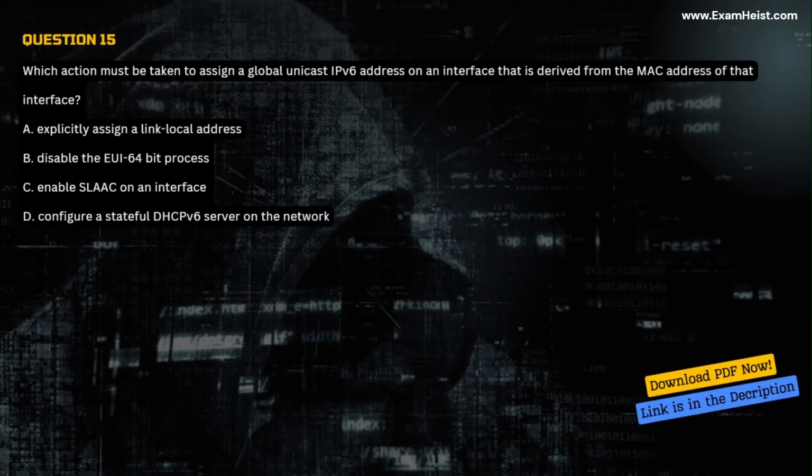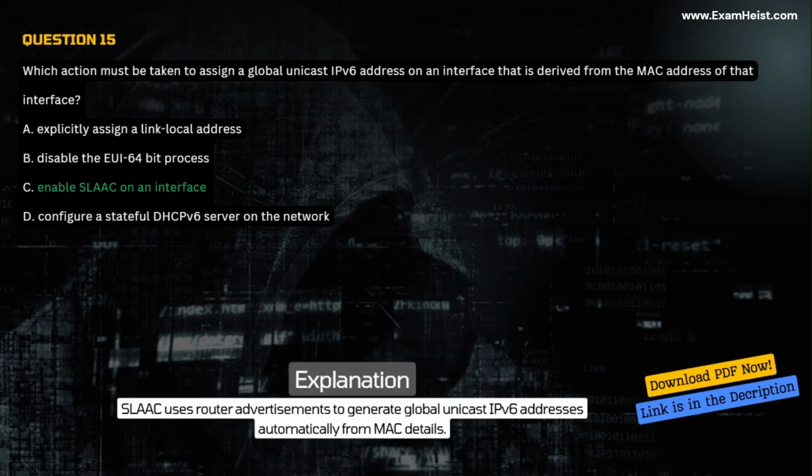Question 15. Which action must be taken to assign a global unicast IPv6 address on an interface that is derived from the MAC address of that interface? A. Explicitly assign a link local address. B. Disable the EUI-64 process. C. Enable SLAAC on an interface. D. Configure a stateful DHCPv6 server on the network. Correct answer, C. Enable SLAAC on an interface. Explanation. SLAAC uses router advertisements to generate global unicast IPv6 addresses automatically from MAC details.